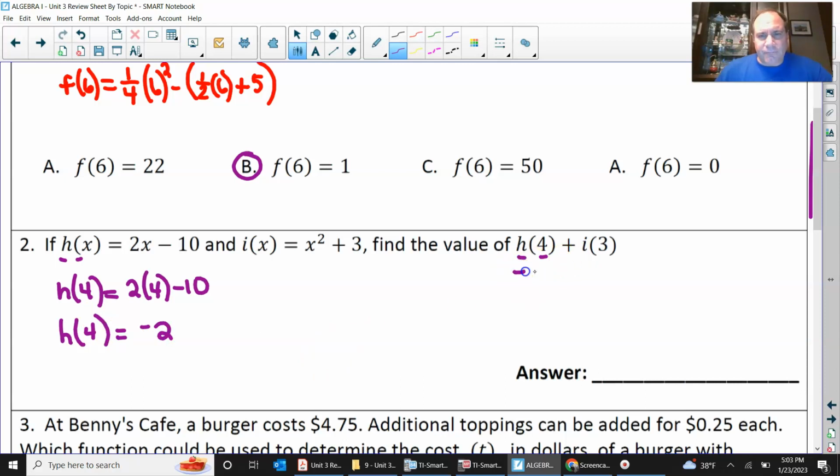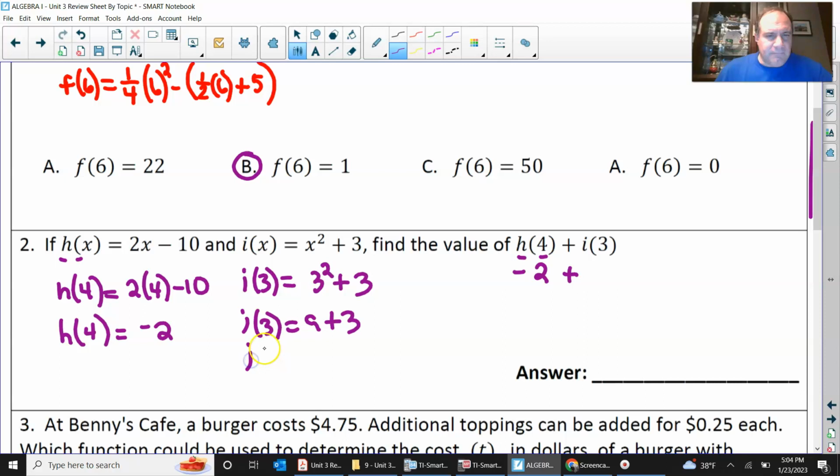So h of 4 is negative 2. I'm going to put that right underneath there. Plus i of 3. So i of 3 equals 3 squared plus 3. So i of 3 equals 9 plus 3. I of 3 is 12.